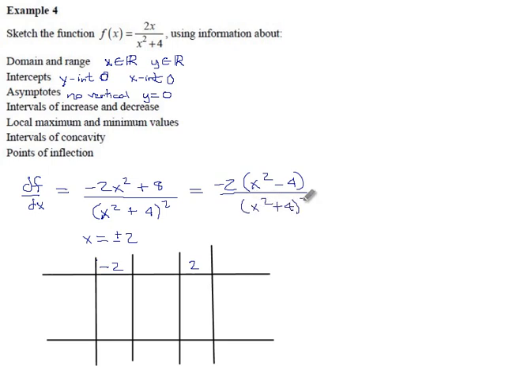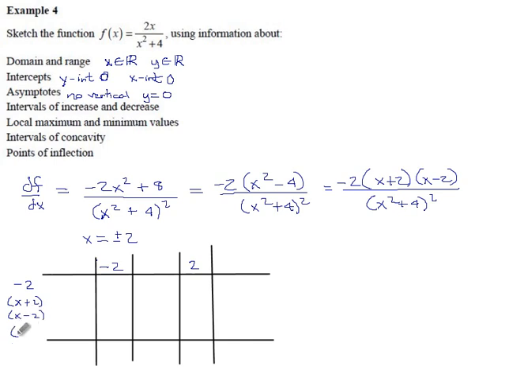Okay, the beautifully factored version of our first derivative is (x plus 2)(x minus 2) over (x squared plus 4) all squared. I'll use this for the sign table. So our pieces are -2, x plus 2, x minus 2, and x squared plus 4 all squared. And then all of that together makes our df dx.